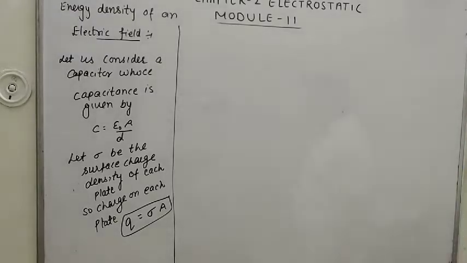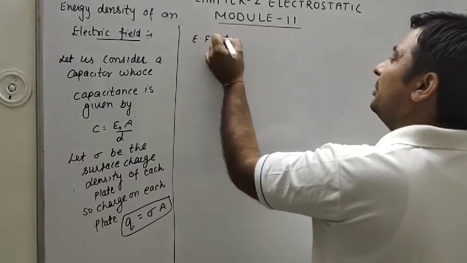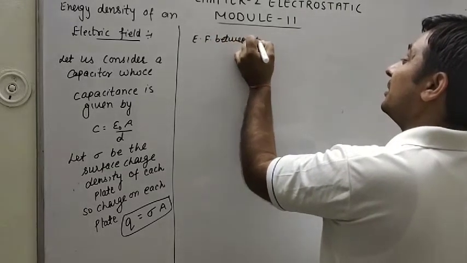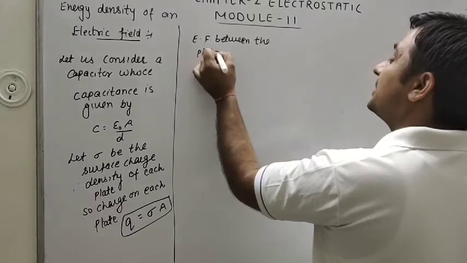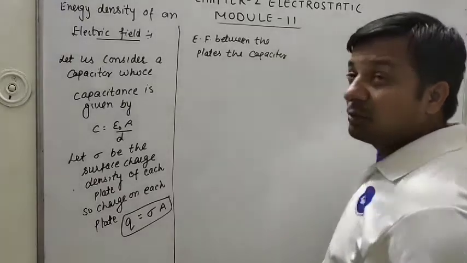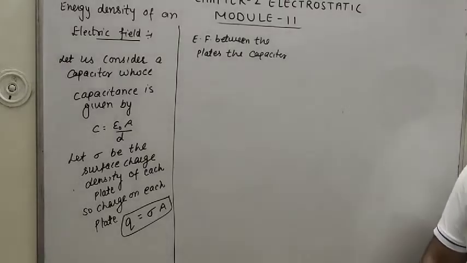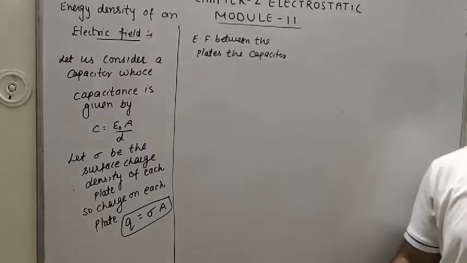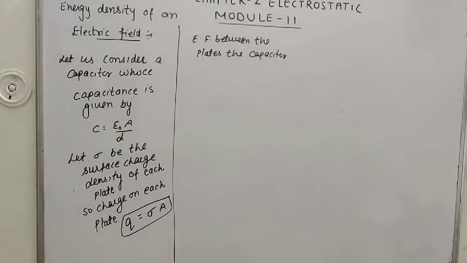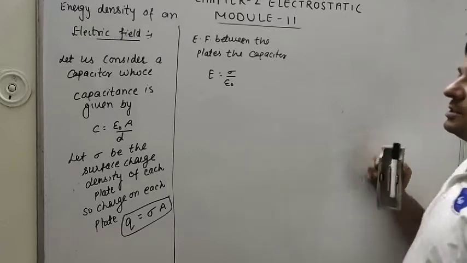So now after that, what is the formula of electric field between the plates of capacitors? Dear student, we come to the Gauss theorem. The application of Gauss theorem in finite plane sheet. On the basis of that topic, we have found out the formula of electric field between two plates, and that is given by E is equal to what? Sigma upon epsilon naught.